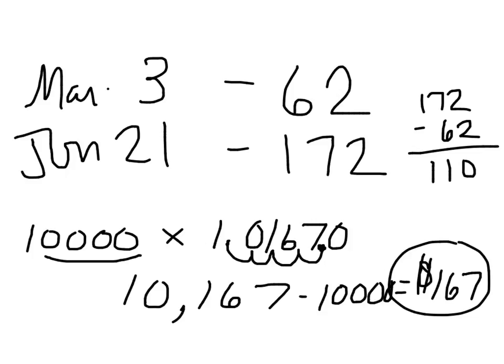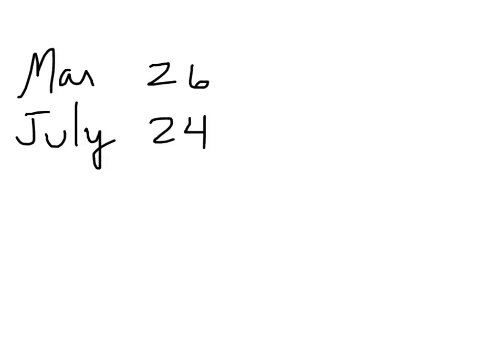On March 26th, Samuel Griffin deposited $20,000 in a savings account that pays 5.5% interest compounded daily until July 24th. So using the time-lapse table, we went from March 26th to July 24th. What number is associated with March 26th? 85. What number is associated with July 24th? 205. I take the big one minus the little one. What's 205 minus 85? 120.